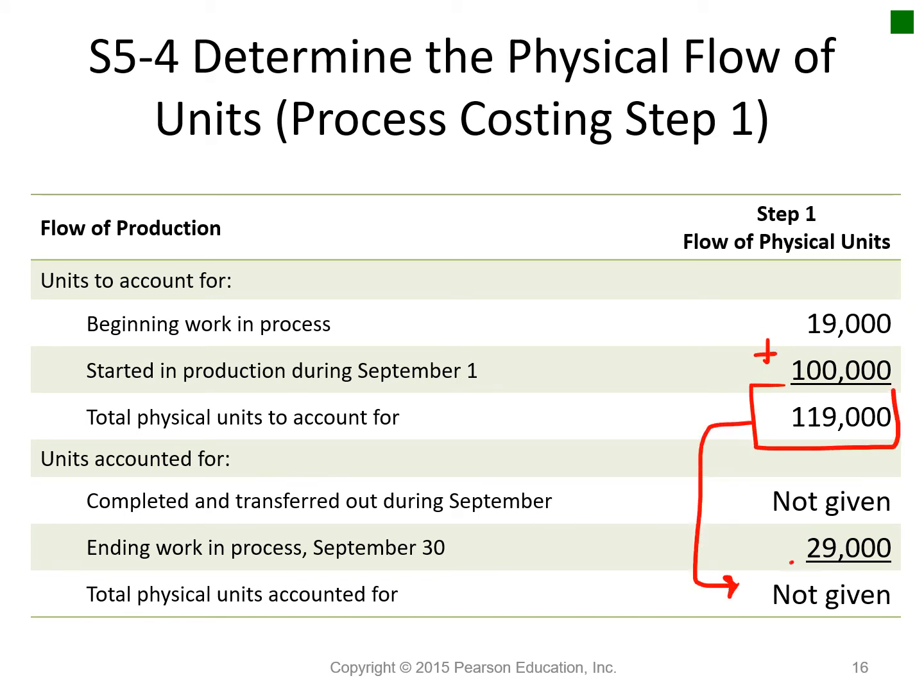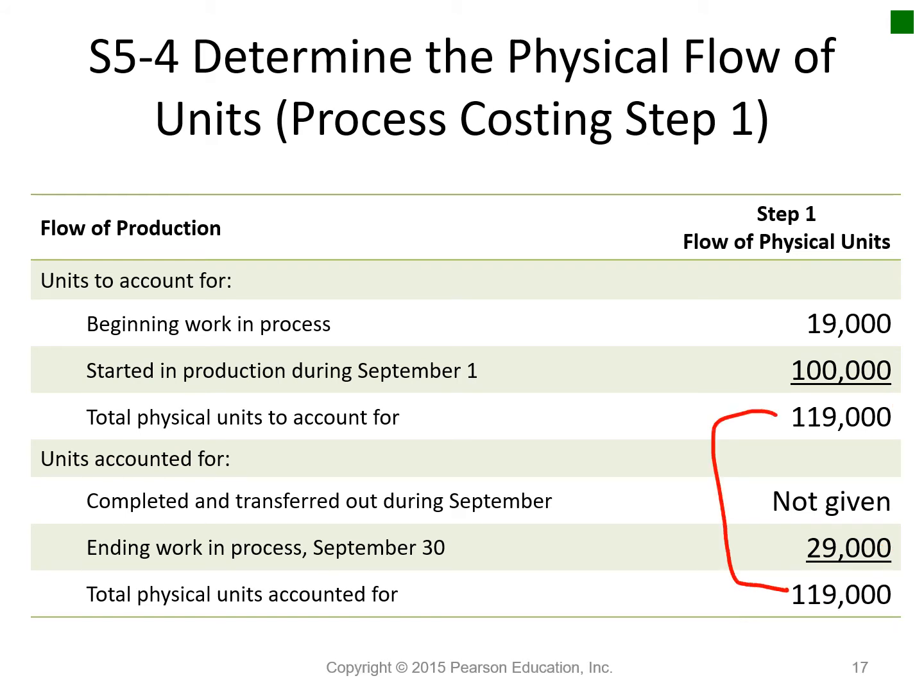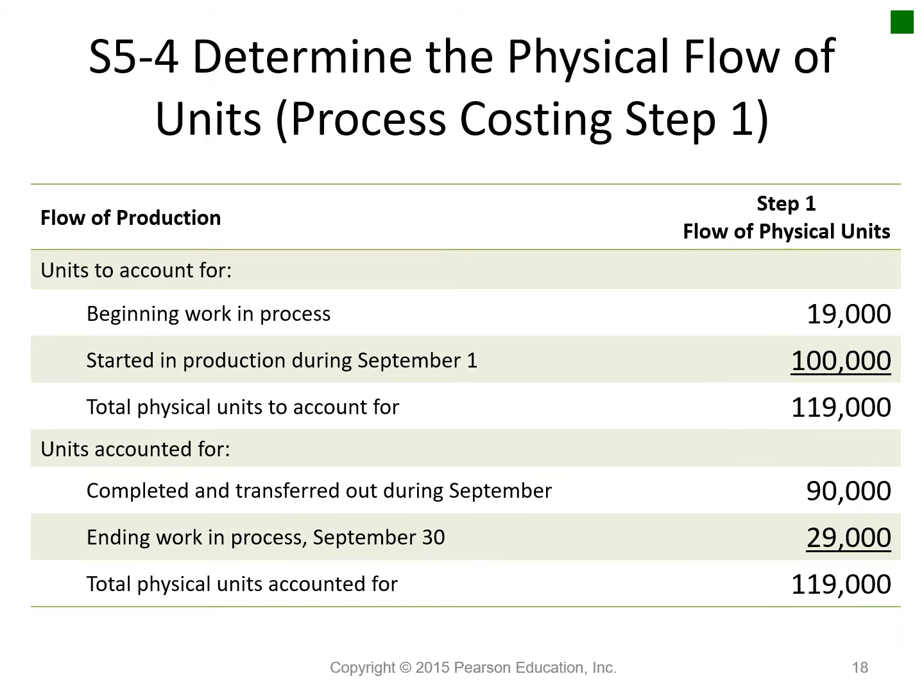And then remember, simply just copy that down there. We know that's 119,000, and then you can back into the completed and transferred out. And again, here's the next slide, again, showing you that they basically just copied that there, and then you just do the math, and of course, you'll get 90,000 for completed and transferred out. And then again, here's the final one. Here's the actual final answer.